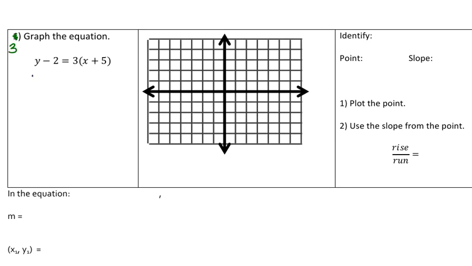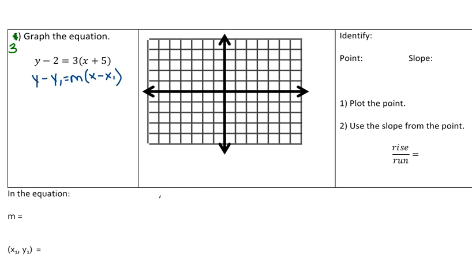All right, so we have y minus y1 equals m times the quantity of x minus x1. Okay, so first we're going to identify our point and our slope, because our point tells us where to start. Our slope tells us how to move.